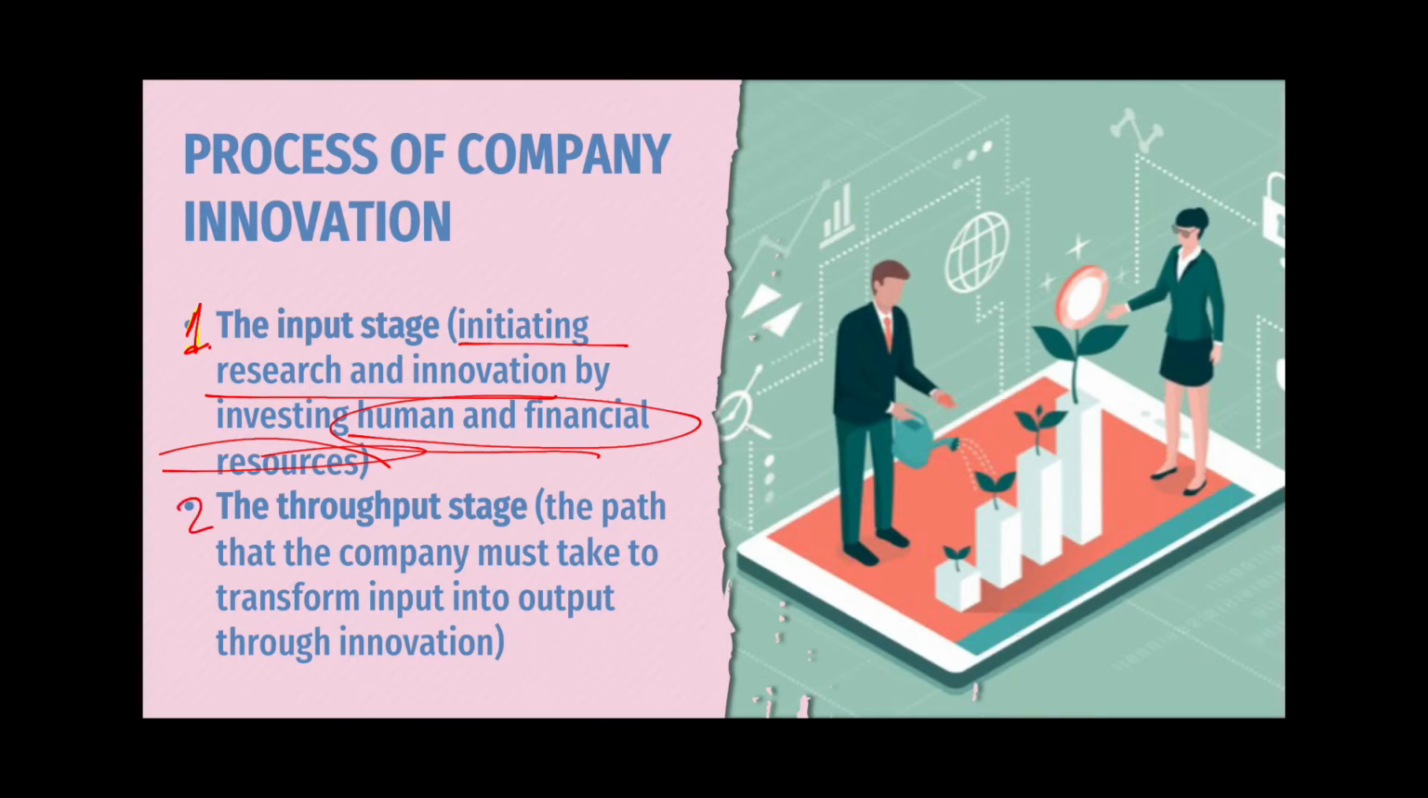Next is the throughput stage, the path that the company must take to transform input into output through innovation. So now that you have a new product or a new service or a new distribution channel, the throughput stage is how you market and promote that specific innovation in order for you to get the intended outputs, in order for you to get the ROIs from a business standpoint. No? So that's your throughput stage.